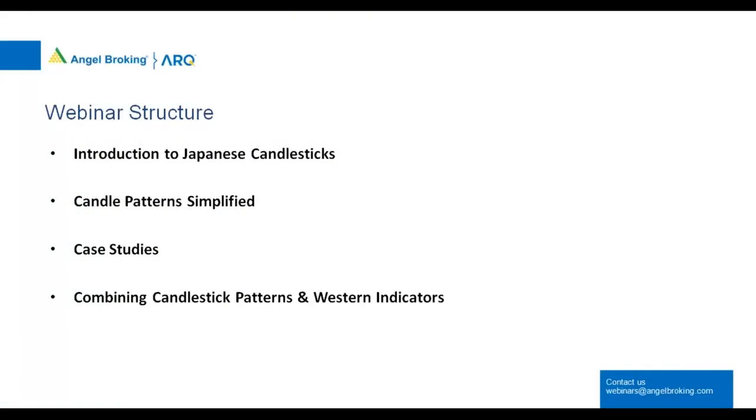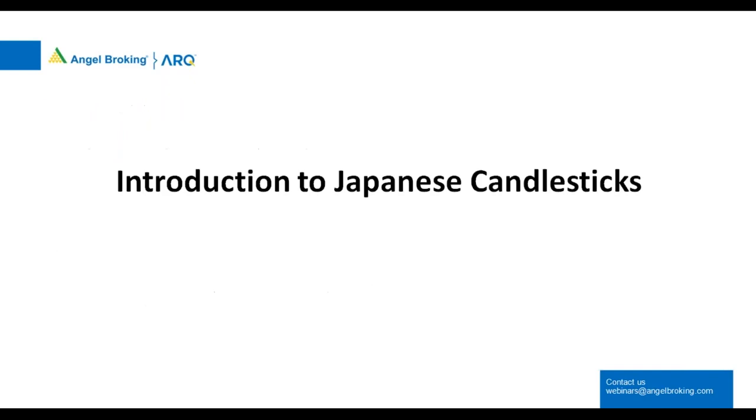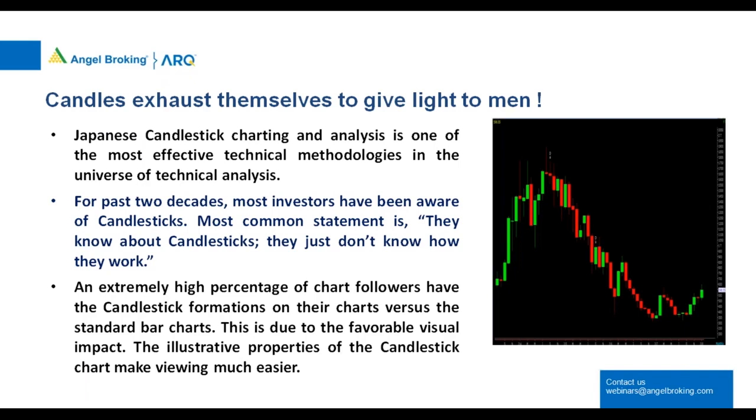The structure of the webinar is such that first of all I will be introducing Japanese candlesticks, some historical background, then candle patterns simplified, which are the candle patterns which you should actually look at. Then I'll give some case studies, also take some examples and see how that works out. And then lastly, combining candlestick patterns and Western indicators. How candlestick patterns alone can give you excellent results, but if you combine them with Western indicators, the results will be even better. So, starting with introduction to Japanese candlesticks.